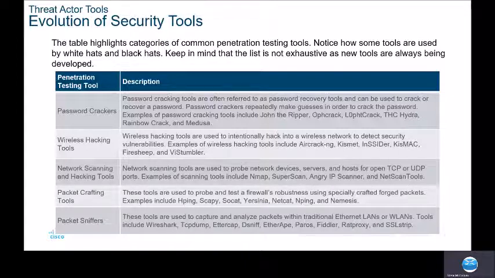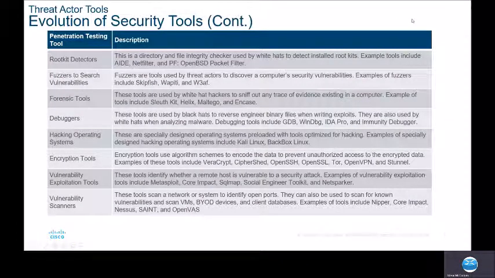And then packet sniffers. These tools are used to capture and analyze packets within traditional Ethernet LANs or wireless LANs. Tools include Wireshark, tcpdump, Ettercap, DSniff, EtherApe, Paros, Fiddler, Ratproxy, and SSLstrip. Okay, so more tools. So there are rootkit detectors, and this is a directory and file integrity checker used by white hats to detect installed rootkits. Example tools include NetFilter and PF, the OpenBSD packet filter.